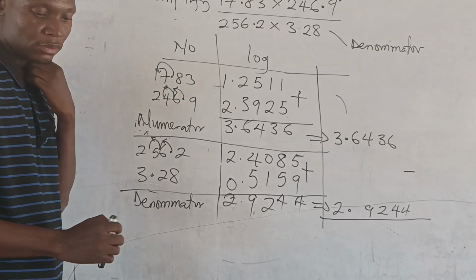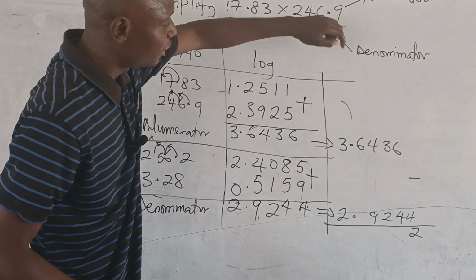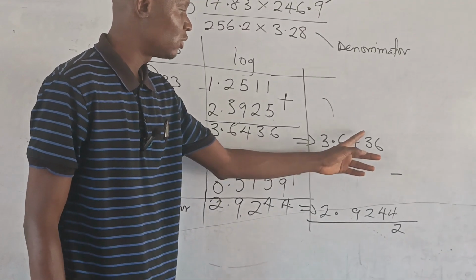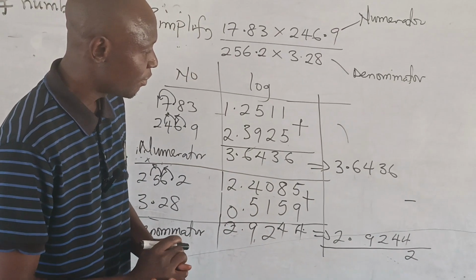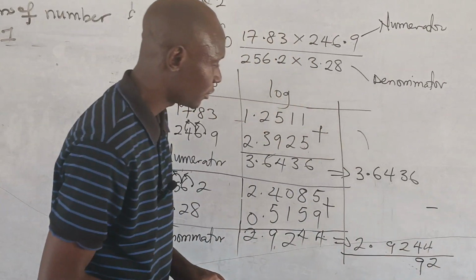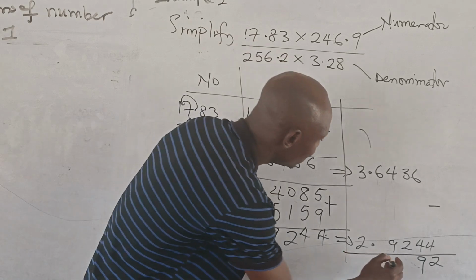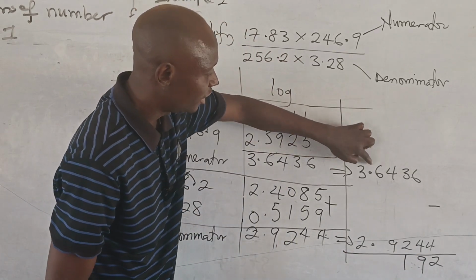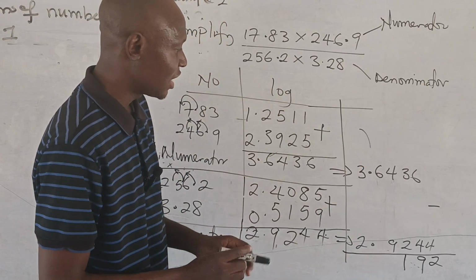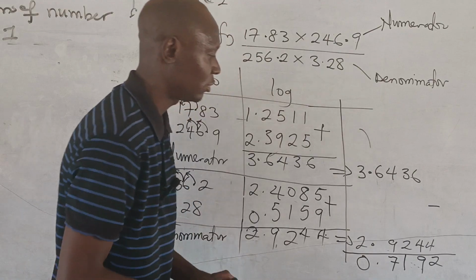So 6 minus 4 will give us 2. Then here, 3 minus 4 is impossible. So we are going to borrow 1 from here to this place, making 13. 13 minus 4 will give us 9. Then this place remains 3. 3 minus 2, that is 1. Then here, 6 minus 9 is impossible. So we borrow 1 from here to this place, 16. 16 minus 9 gives 7, and this place will be 0.